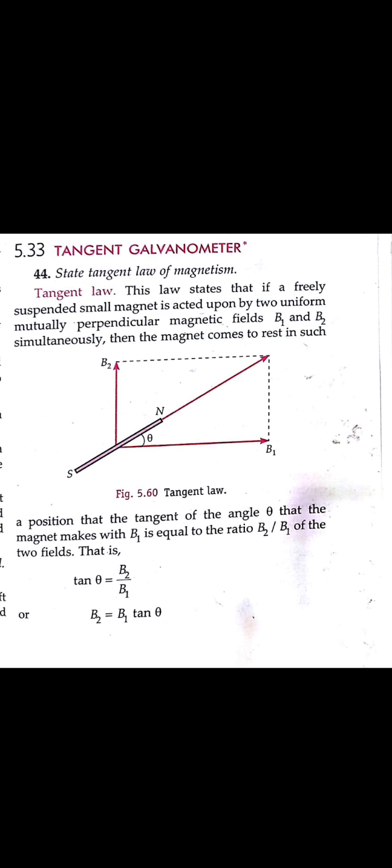So they have prepared a galvanometer which will work on the tangent law. The tangent law says that whenever there are two mutually perpendicular fields, here we are taking magnetic fields, but otherwise any components, the vertical and the horizontal components, if these two components are perpendicular to each other, then the tangent law will work, right? The tangent of an angle theta will be taken as the ratio of these two perpendicular components.